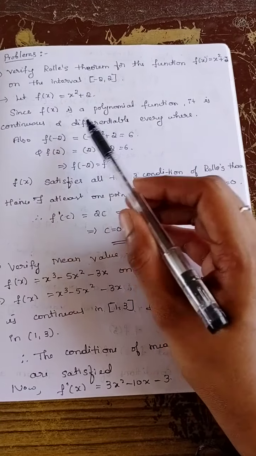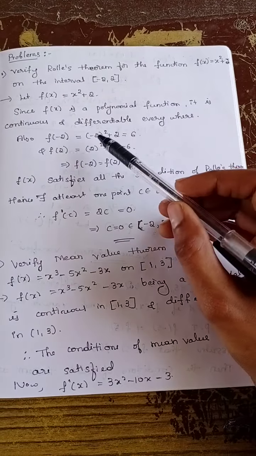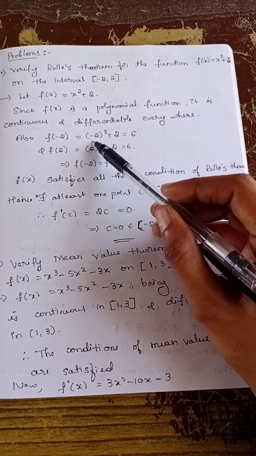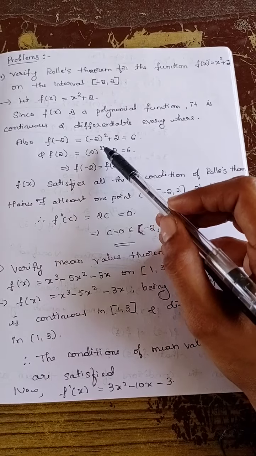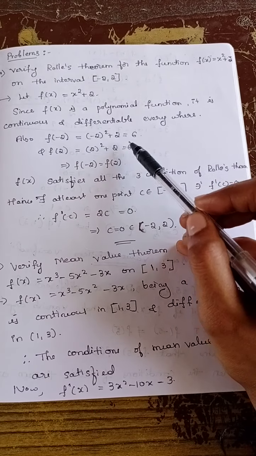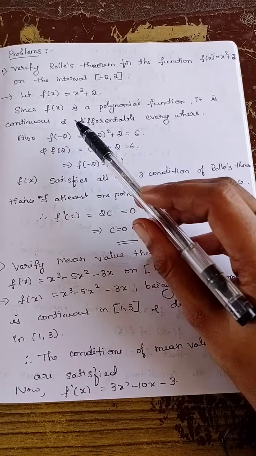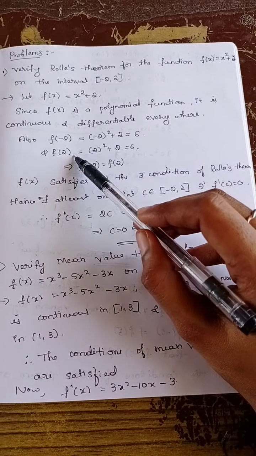So f of minus 2 is equal to minus 2 square plus 2, that is 4 plus 2, which is 6. And f of 2 is equal to 2 square plus 2, that is 4 plus 2, equal to 6. Therefore f of minus 2 is equal to f of 2. Therefore all three conditions of Rolle's theorem are satisfied.